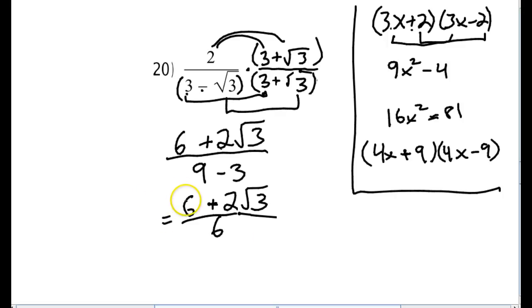I'm not going to cancel. The 6's don't cancel. The 2 and 6 don't cancel. You cannot cross them off because of this addition. If that was multiplication, we can cross everything out, reduce it. But with the plus sign there is no reducing.